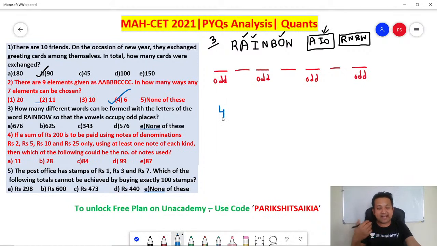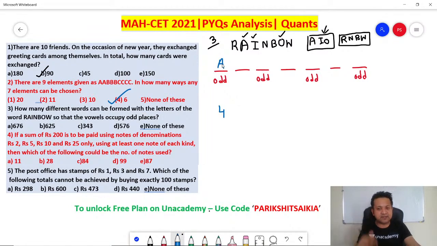Next vowel, second vowel. The second vowel has got 3 options. Let's, as an example, let's say A-I-O, A goes here. So how many options did A have? A had 4 options. Let's say A goes here. Done?